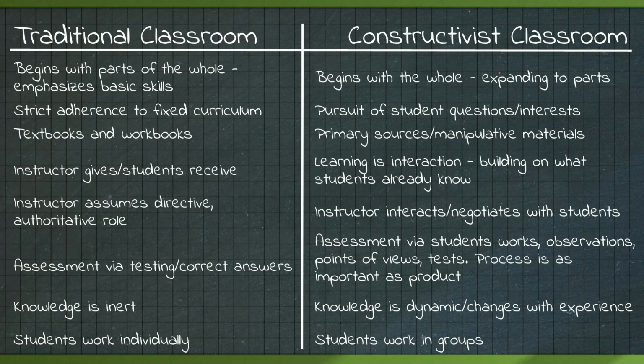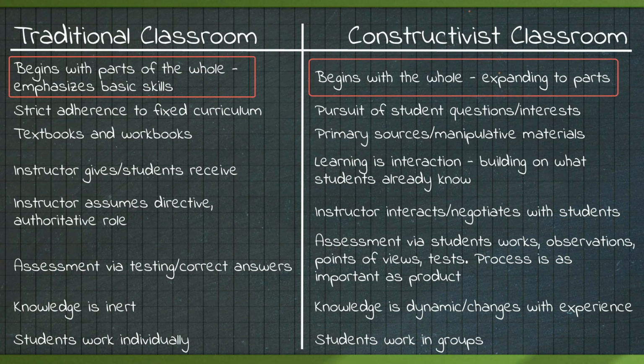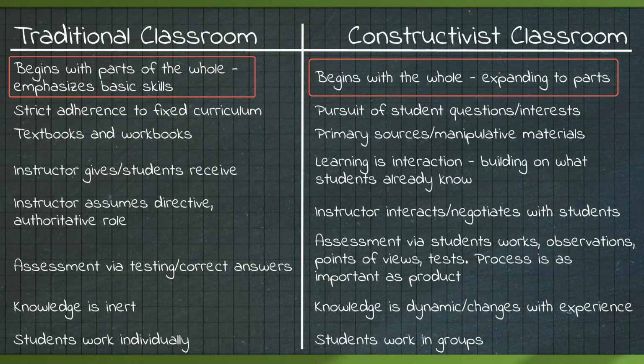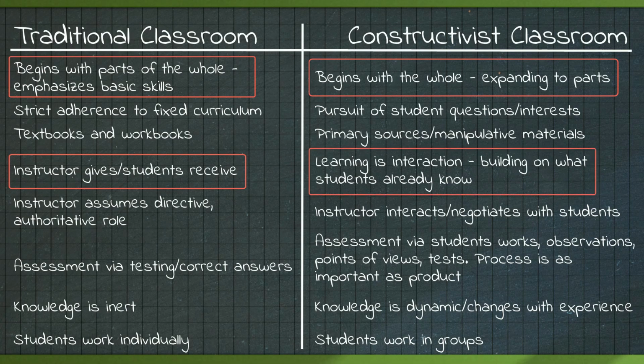Now, traditional classroom begins with parts of the whole, emphasizes basic skills. On the other hand, constructivist classroom begins with the whole, expanding to parts. So whole is the starting point, then you can move on to parts. In traditional classroom, instructor gives and or explains, and students receive. In constructivist classroom, however, learning is interaction, building on what students already know.